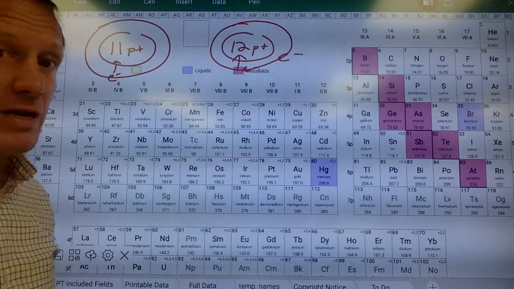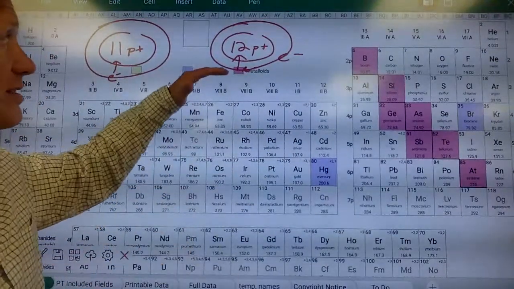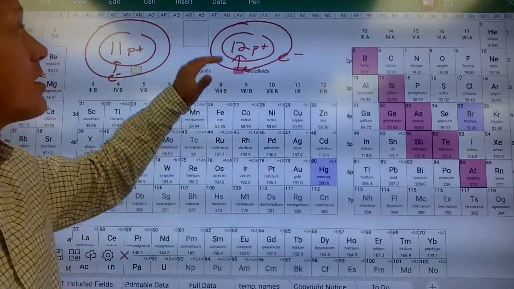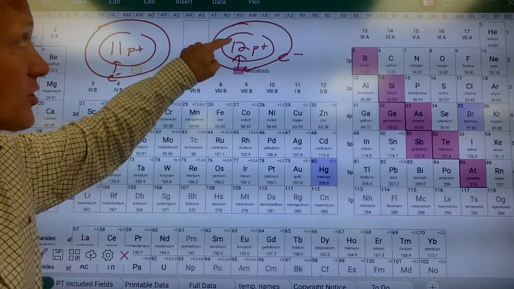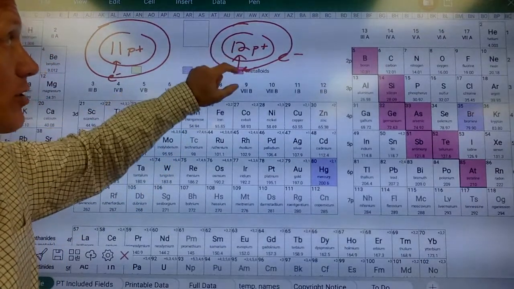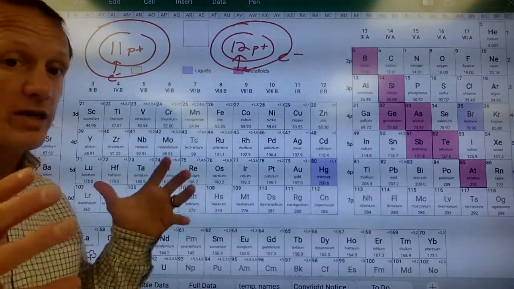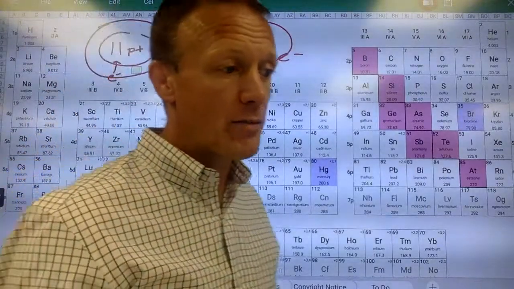So your explanation has to be: valence electrons are in the same principal energy level, and there are more protons, so more Coulombic attraction. Or you can say more nuclear charge, so more Coulombic attraction for those valence electrons, which makes electron clouds smaller. All right, there's atomic radius. I'm going to stop at that for now.